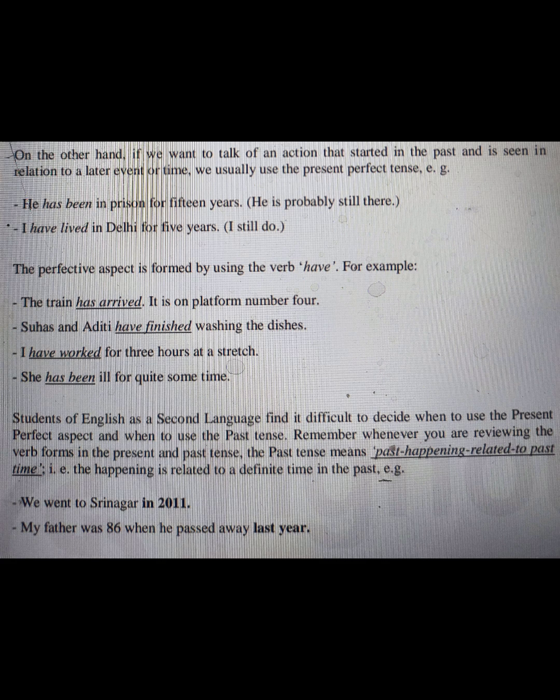Students of English as a second language find it difficult to decide when to use the present perfect aspect and when to use the past tense. Remember, whenever you are reviewing the verb forms in the present and past tense, the past tense means past happening related to past time, i.e. the happening is related to a definite time in the past, e.g. We went to Srinagar in 2011. My father was 86 when he passed away last year.